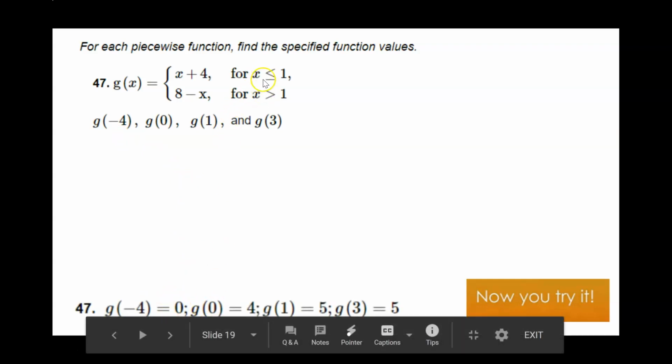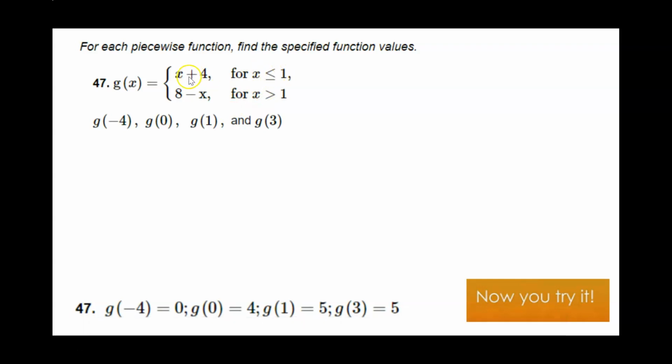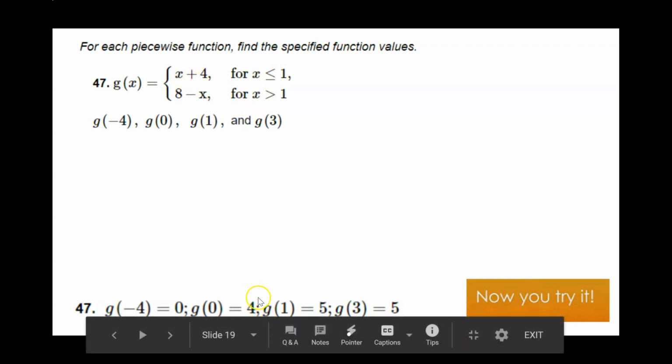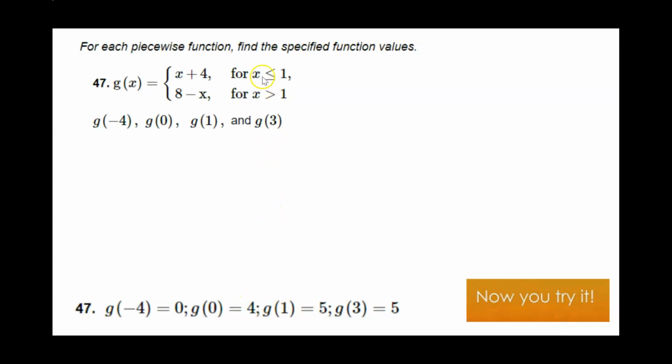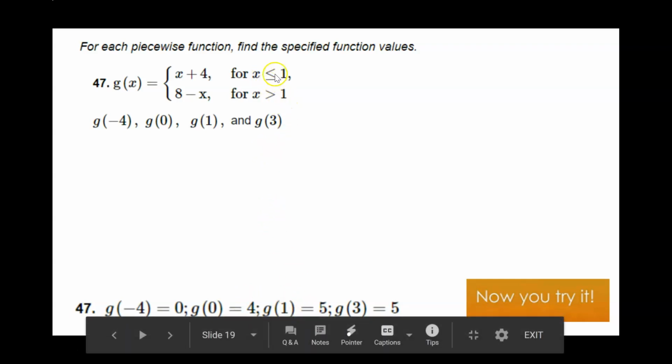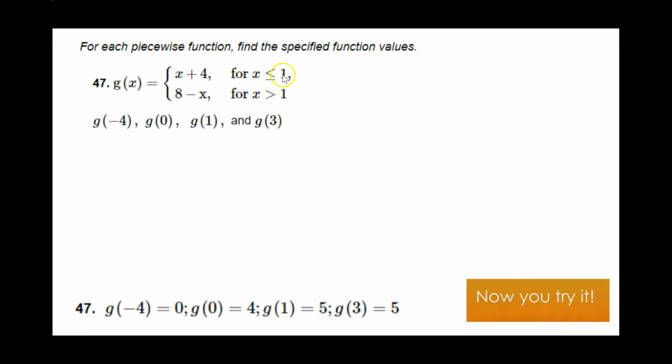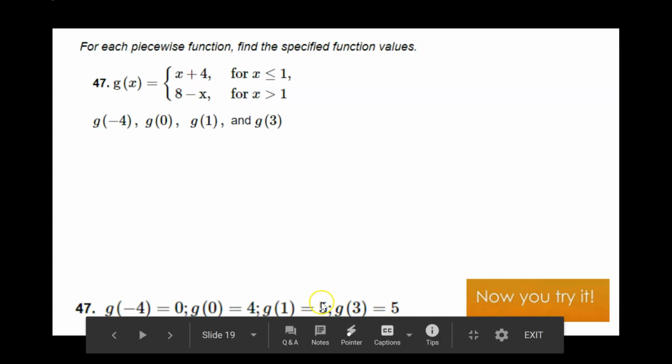0 goes to this one here because it's less than 1. So 0 plus 4 is 4. The 1 also goes to the top one because 1 is less than or equal to 1 itself. So 1 plus 4 gives us the 5. And the last one, 3, is greater than 1, so we put it up here. 8 minus the 3 gives us the 5 here.